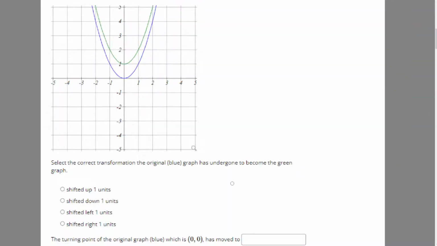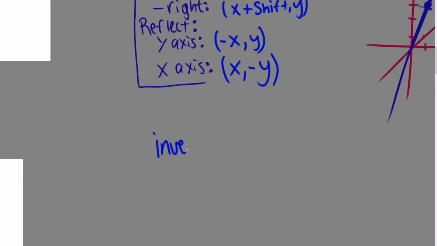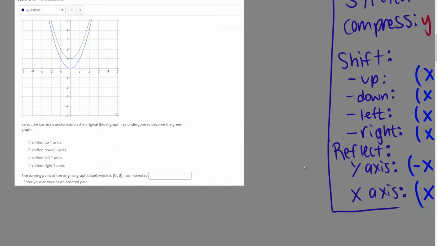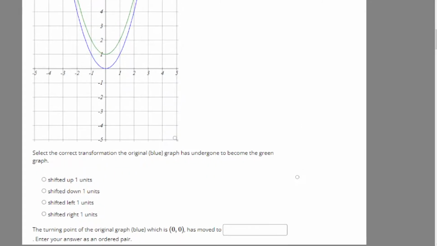Now, getting that over, and then real quickly, when we were talking about inverses, I think I mentioned this, we're just flipping x and y values. And we'll get into this when we start graphing. Now, this one is telling us to select the correct transformation from the original, which is the blue one, so it's this one, and I'll thicken it a bit.